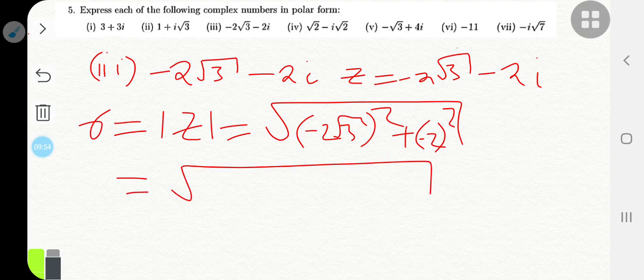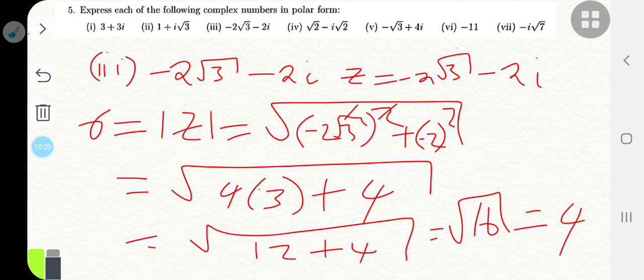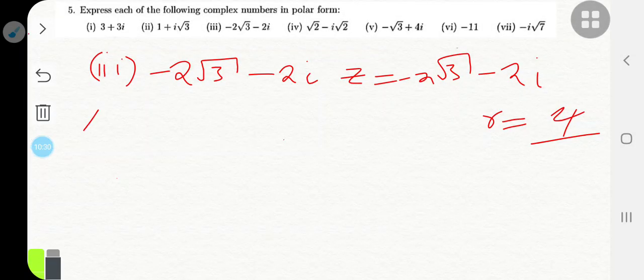What am I going to have there? I'm going to have 4 times 3, which is 12, plus 4. And when I add, I'll have the square root of 16. And the square root of 16 is just 4. So we have found our r is just equal to 4. So now let us find the argument.